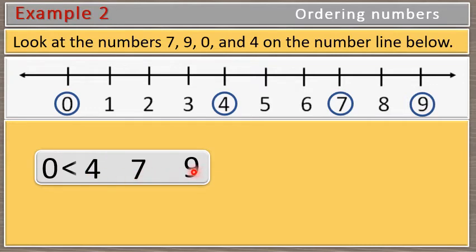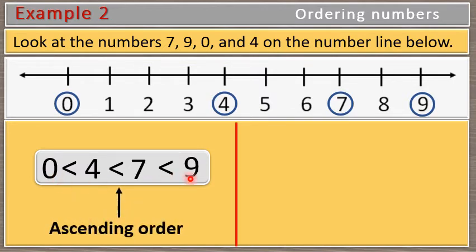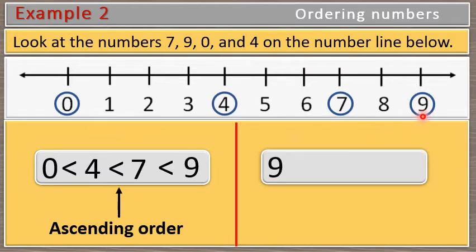So if we put the less than symbol between these numbers, now the increasing order of the given numbers or ascending order is ready. So this is the ascending order of the given 4 numbers. And to write these numbers in descending order, we have to write these numbers from right to left. That is, we will write the number 9 first, and then 7, after that 4, and finally 0.